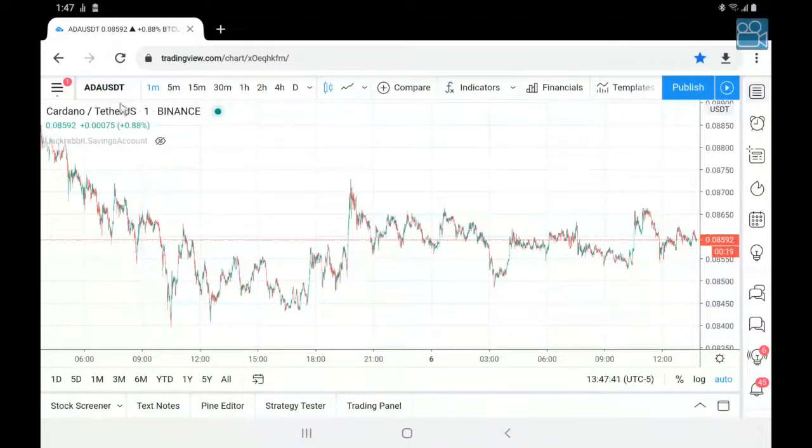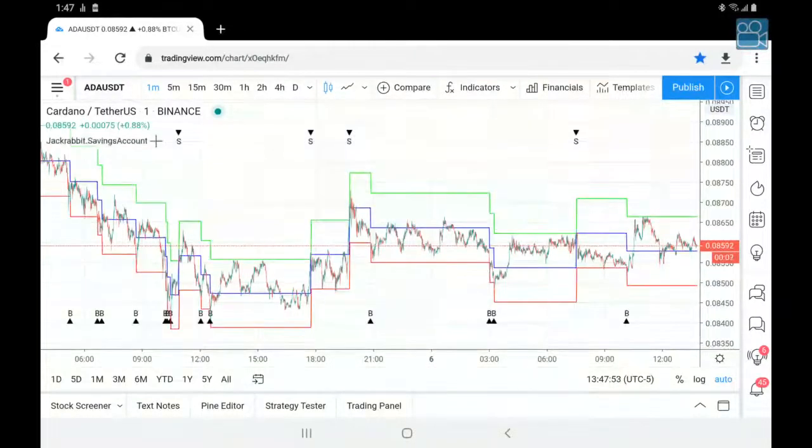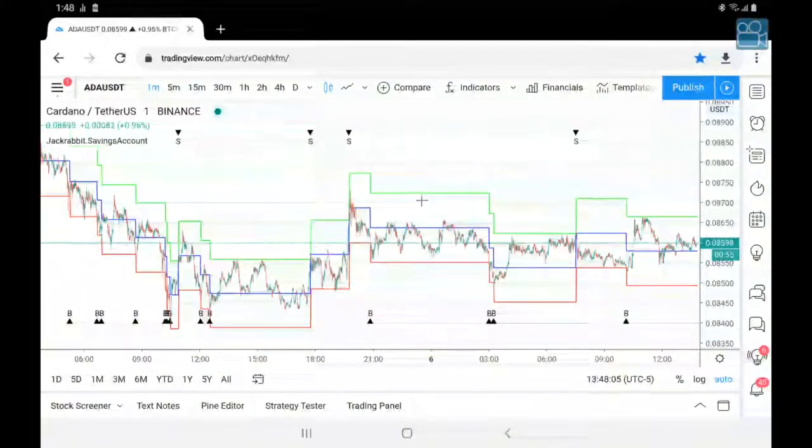Here I'm on ADA on the 1-minute chart. Now I've already loaded the savings account module. I'm going to reveal it. It's a very simple module and it is standalone. I'm using a simple 1% deviation and a 1% take profit.